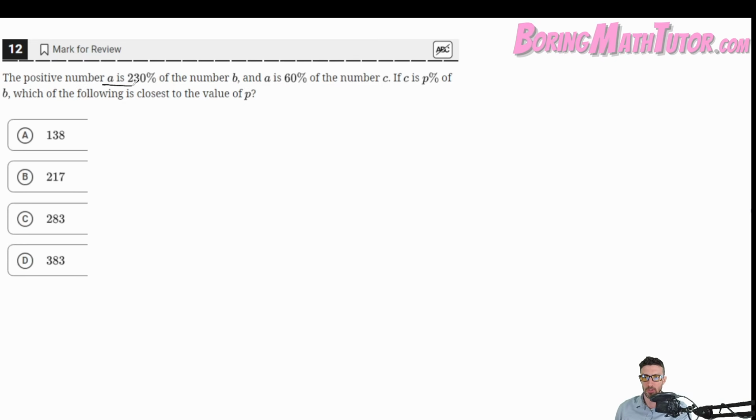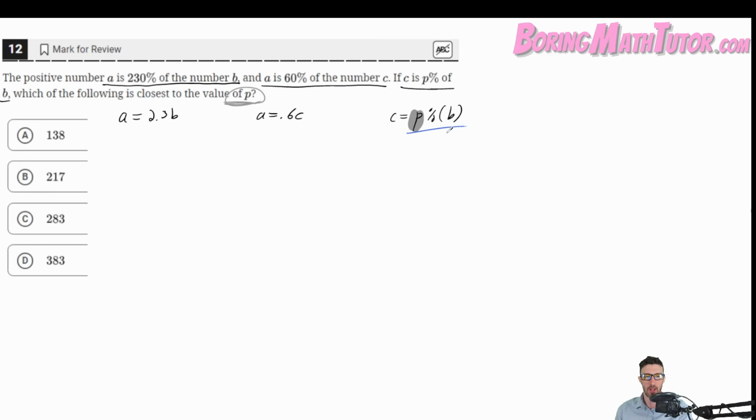All right, we got to know how to write all of these as equations. They said that A is equal to 30% of B. So that's the same thing as saying A equals 2.3B. And they also said that A is equal to 0.6C. And then they're saying C is equal to P% of B. Okay, and then what are they asking us for? They're asking us for the value of P. Well, I see P is right over here. So I want to start by solving for P in this equation.